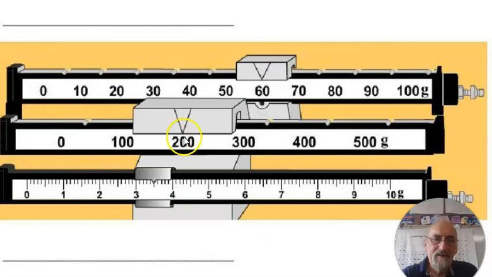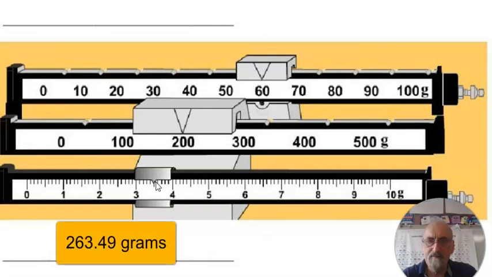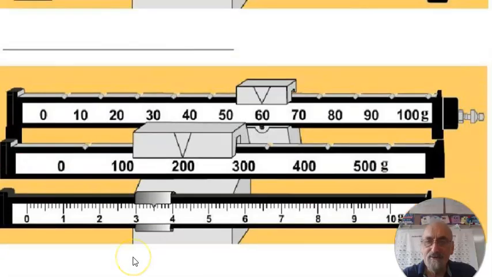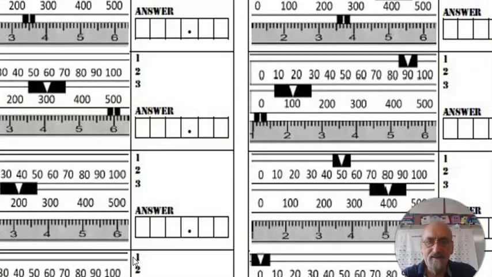Okay, 263 point, ooh, that looks just a little shy of the 5 lines, so it's a 0.49. So 263.49 grams. That's how I would call these. And now I'd like you to try the ones that you have on your papers, on your sheets, and see how you do on them. They should look like these. Okay?